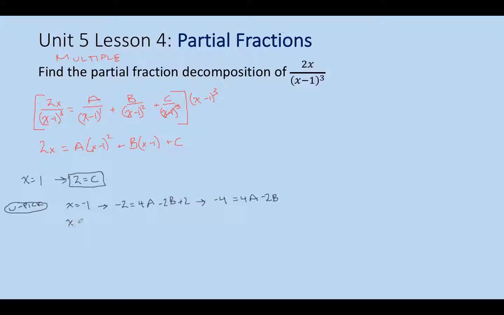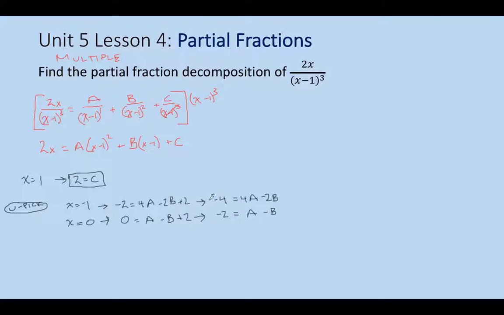Now, that doesn't actually solve for a or b, but I'll just keep going. I'm going to pick another value for x. Let's say x equals 0. Now, when x equals 0, I can go ahead and plug that in here. 2 times 0 is 0. And then 0 minus 1 is negative 1. Negative 1 squared is positive 1. So I have positive 1a. And then when I plug in 0 here, 0 minus 1 is negative 1. So minus 1b or minus b. But then again, I've got plus 2. And if I subtract that 2 from both sides, I get negative 2 equals a minus b.